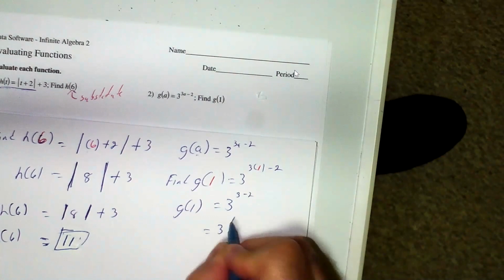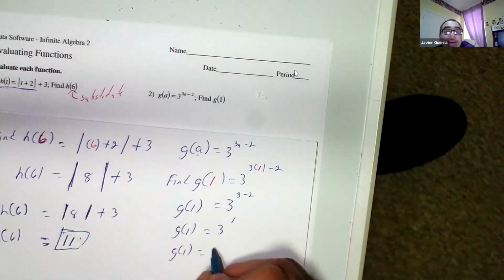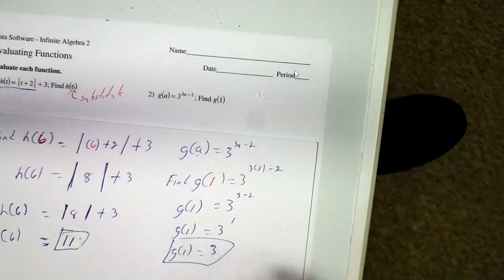Yes. And so G of 1 is going to be? 3. 3, correct. That's right. Three.